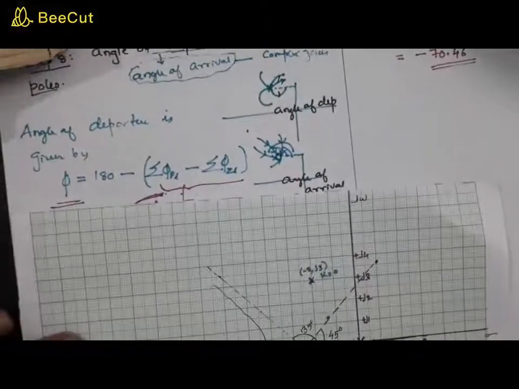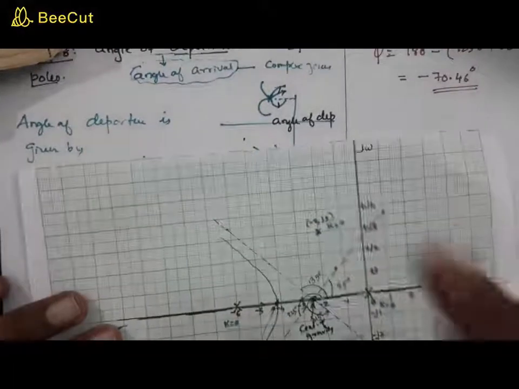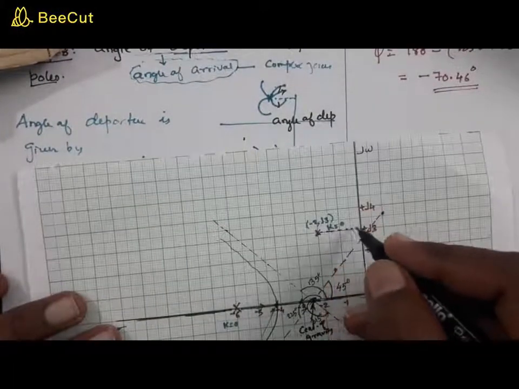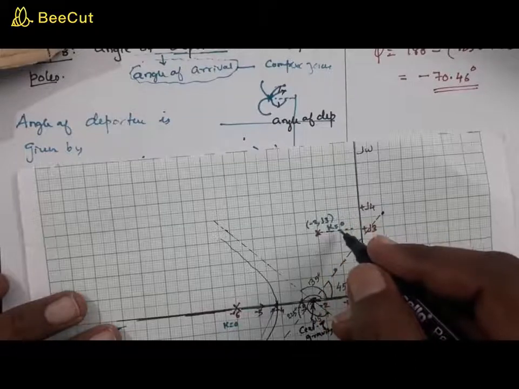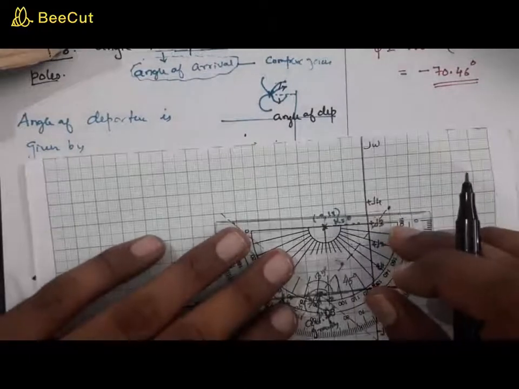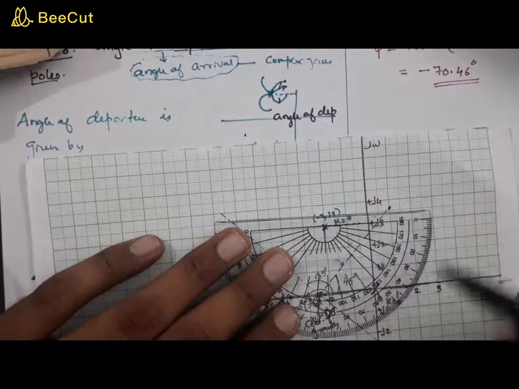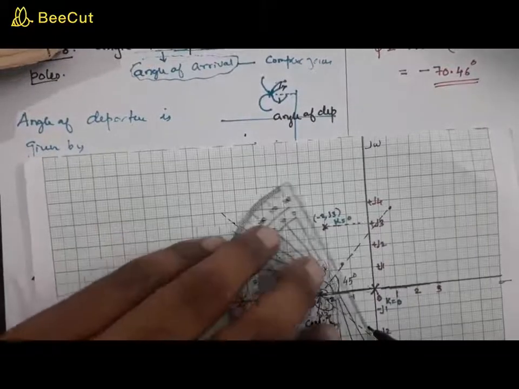Now coming to this root locus here, how will you represent this minus 70.46? How to find out this? So this is your real axis. Now a positive angle is taken in the anti-clockwise direction, so minus 70 you need to measure in this way. So you need to keep your protractor here, and the angle is actually 70.46, so you need to mark somewhere over here.